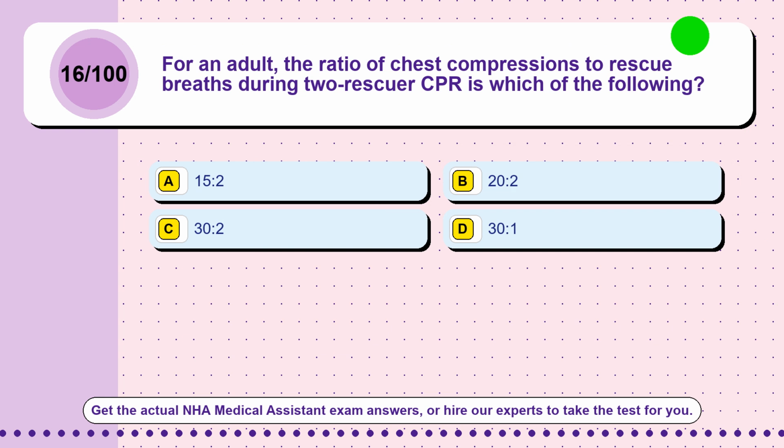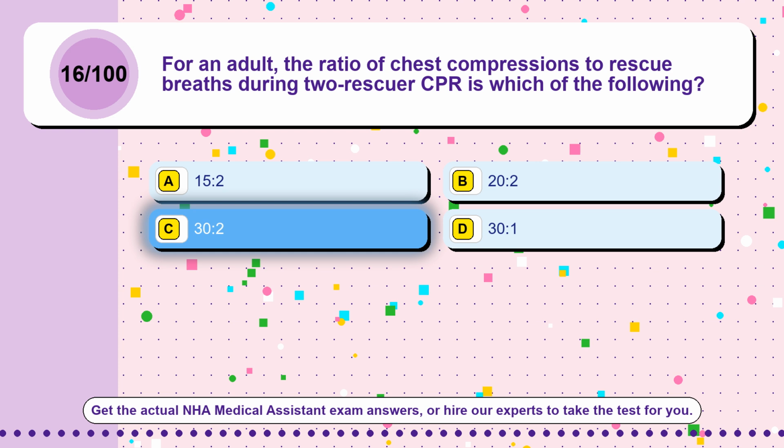Question 16. For an adult, the ratio of chest compressions to rescue breaths during 2-rescuer CPR is which of the following? Option A, 15:2. Option B, 20:2. Option C, 30:2. Option D, 30:1. The correct answer is option C, 30:2.